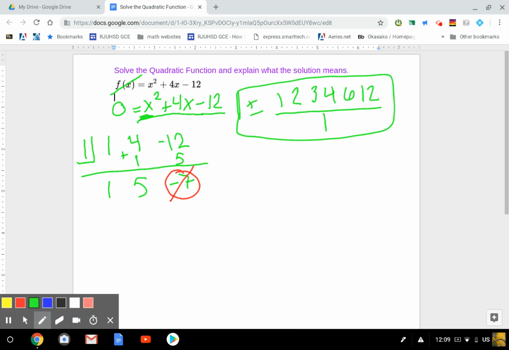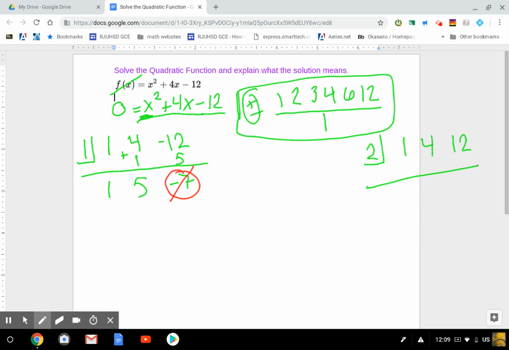Let's try this time with 2. And remember, if you go through all of the positives and you can't find one, try the negatives. This is positive or negative. So you can also do negative 1, negative 2, negative 3, negative 4, negative 6, and negative 12. So you have a bunch of different options to try. Again, you put down your numbers, 1, 4, negative 12. Draw your line, and then we begin.